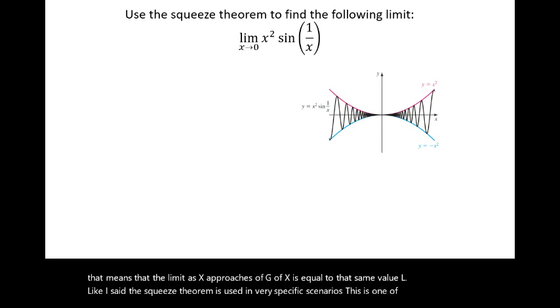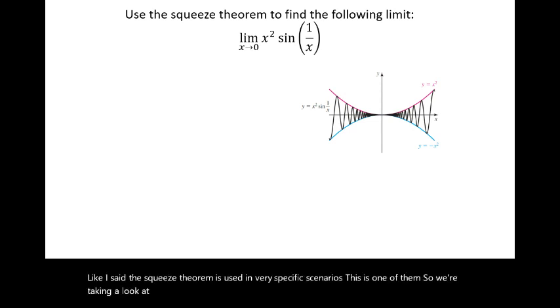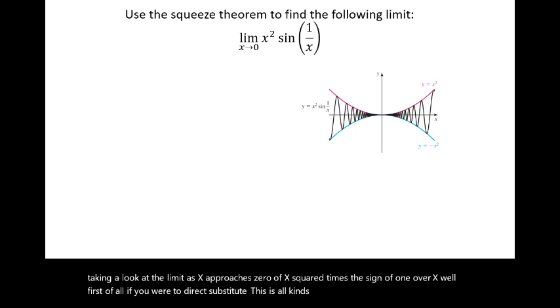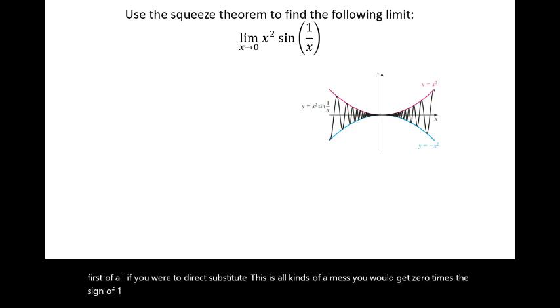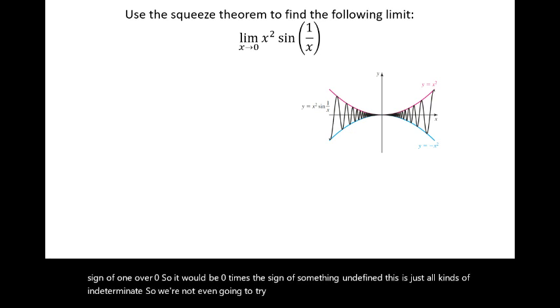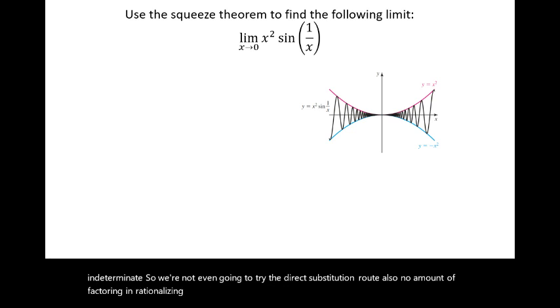So we're taking a look at the limit as x approaches 0 of x squared times the sine of 1 over x. Well, first of all, if you were to direct substitute, this is all kinds of a mess. You would get 0 times the sine of 1 over 0, so it would be 0 times the sine of something undefined. This is just all kinds of indeterminate, so we're not even going to try the direct substitution route. Also, no amount of factoring or rationalizing is going to save us here.